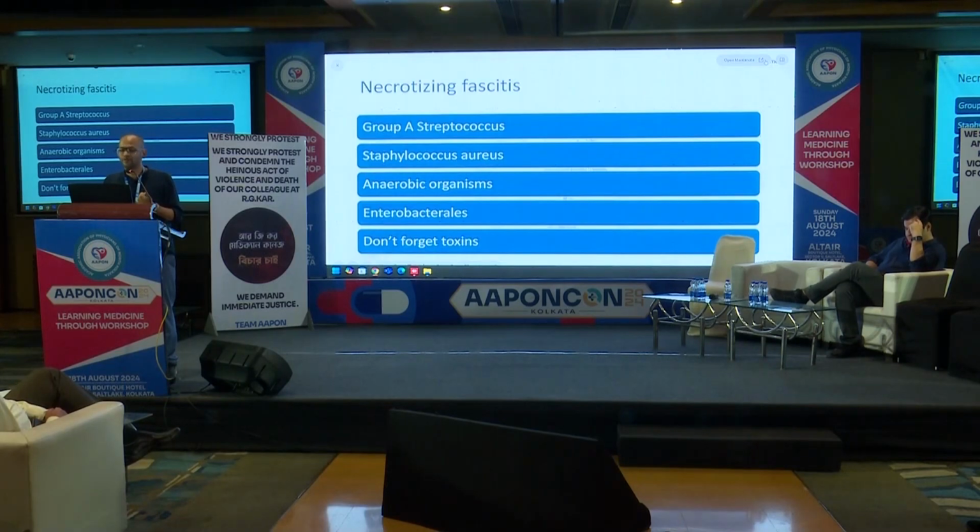But you have to also cover for anaerobic organisms. In India, actually, gram-negative Enterobacteriaceae is also something that you have to cover. So I wanted to give meropenem because meropenem will cover your gram-negative Enterobacteriaceae. In general, meropenem has good anaerobic coverage. Meropenem will take care of your group A Streptococcus, and it will take care of your MSSA, Staphylococcus also.